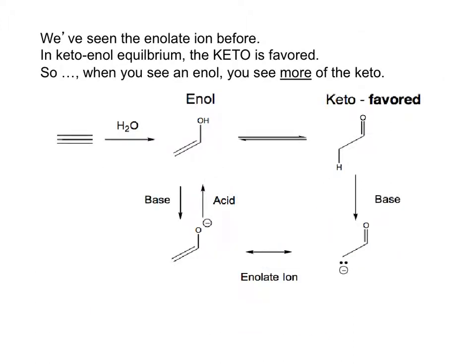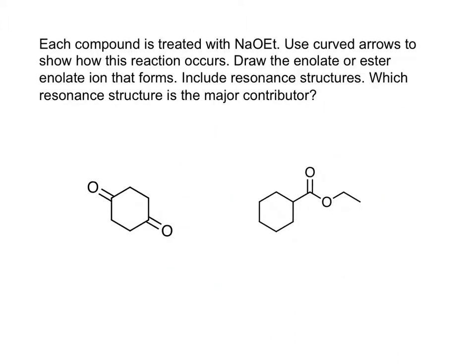So an enol is formed when an alkyne undergoes hydration. The enol undergoes proton transfer to form the enolate ion. And we just looked at this reaction involving proton transfer of this proton bonded to the alpha carbon of an aldehyde or ketone. So let's practice.